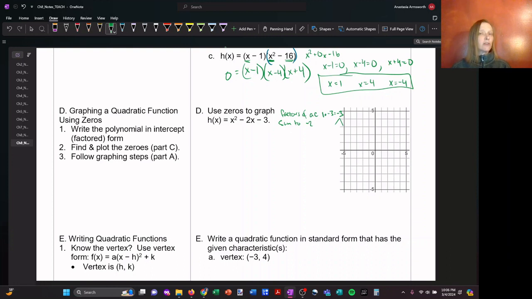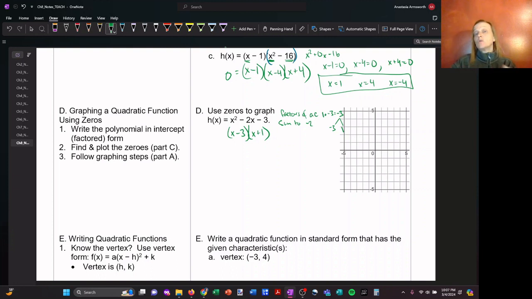I want my bigger factor to have a negative sign, because the only way to get a negative number is to multiply a negative number times a positive number. But I want to put the negative sign on the bigger number. Negative 3 times positive 1, that sums to negative 2. So my factors here are going to be x minus 3 times x plus 1 equals h of x. This is the factored form of the polynomial.